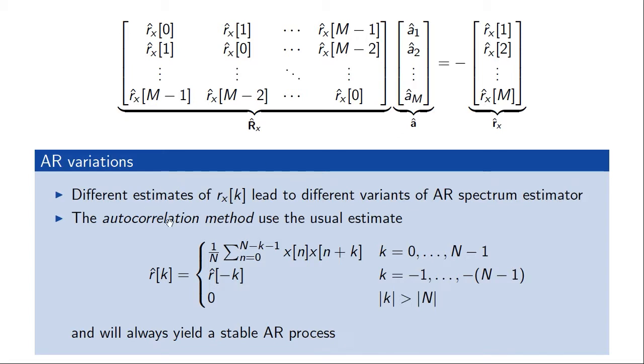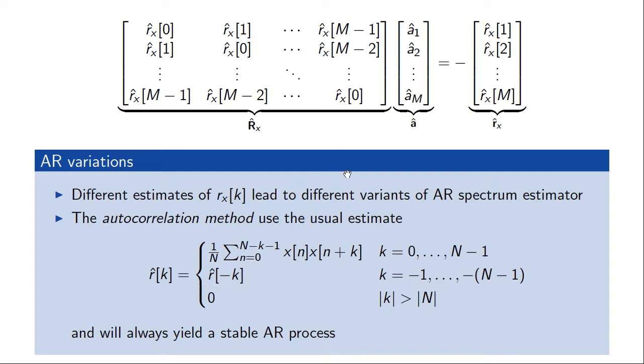There are many different ways here as well to obtain estimates of the autocorrelation. But one thing to note is that we need to be a little bit careful in how we choose the estimator for the autocorrelation function in this case, because if we choose it wrongly, we could end up with a set of parameters A which leads to an unstable filter, and that would be a problem.